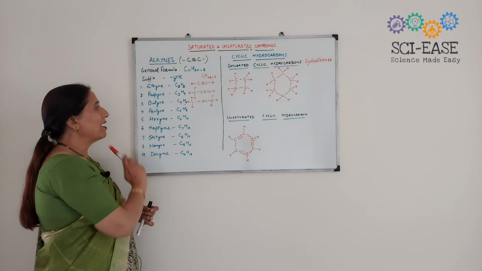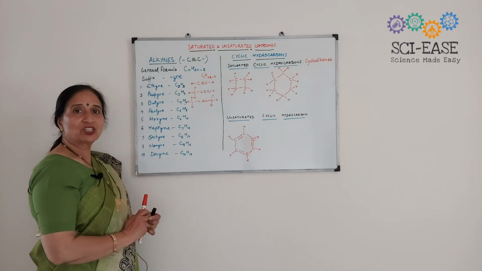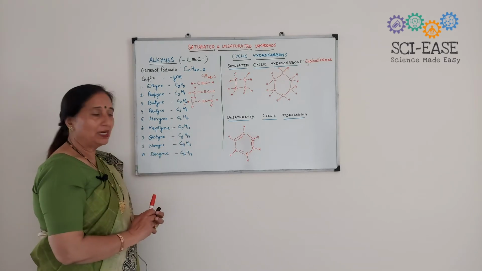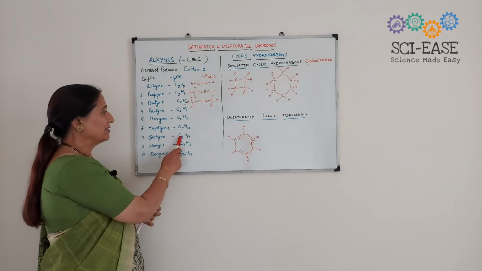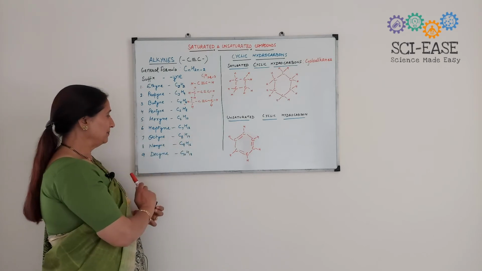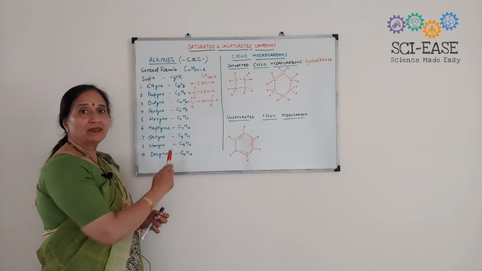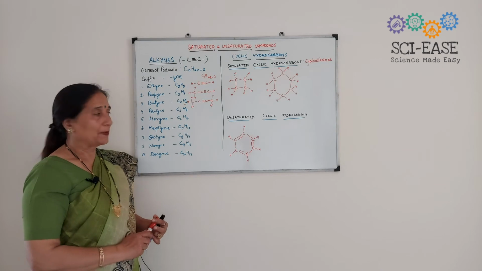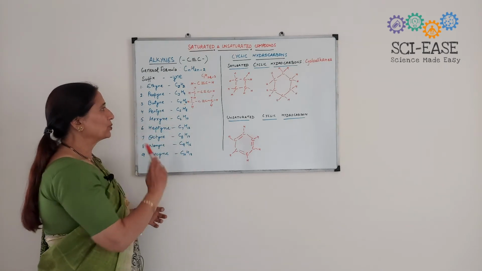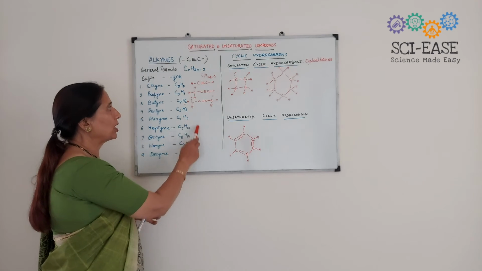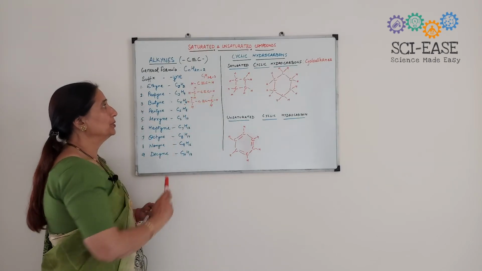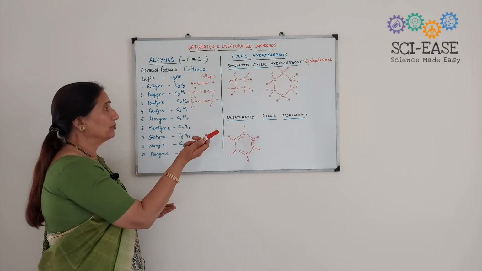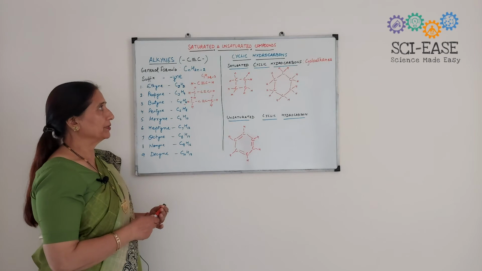C5H8, hexyne, C6H10, heptyne, C7H12, octyne, C8H14, nonyne, C9H16, and decyne, that is C10H18. Mainly up to hexyne you have to remember, and you should know how to draw the structural formula. I have told you, and you will practice and you will be able to write the formula yourself.